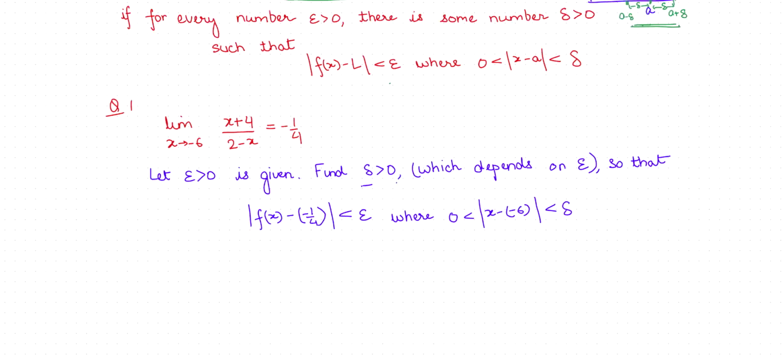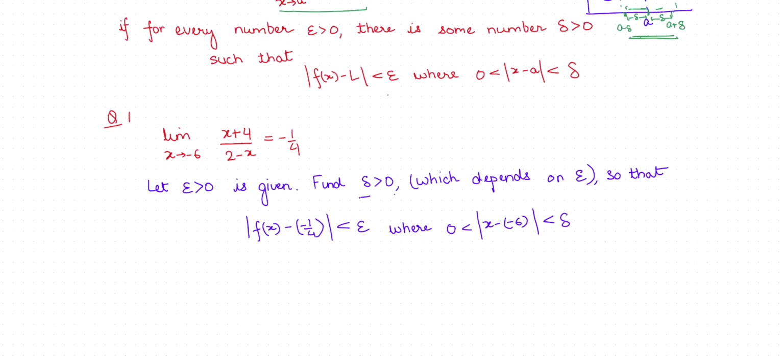L is negative 1 by 4, that we will substitute here. So such that the absolute value of f(x) minus L is less than epsilon, where |x minus a|, where a here is negative 6, so |x minus a| is less than delta. So let's substitute the value of f(x) and simplify.